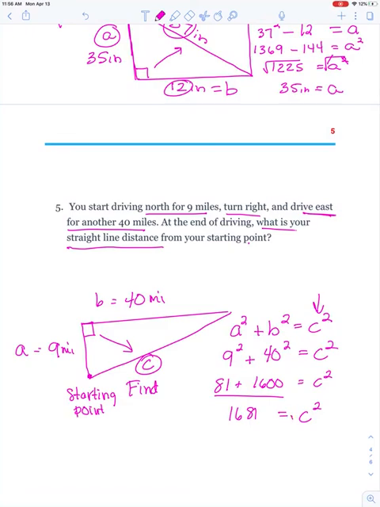All right, inverse operation cancels. Inverse operation, I'm left with my c. Square root of 1,681 is 41. So I am 41 miles.